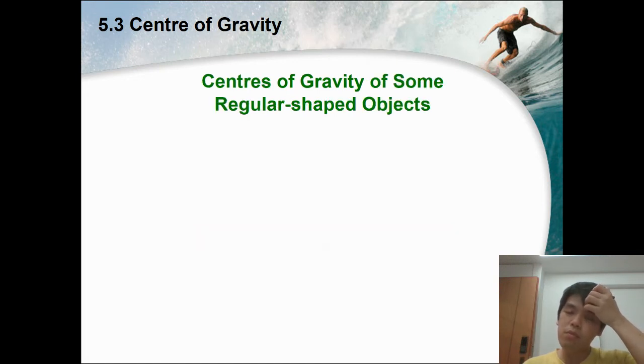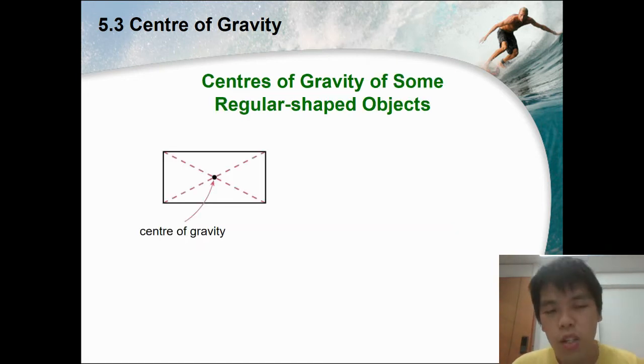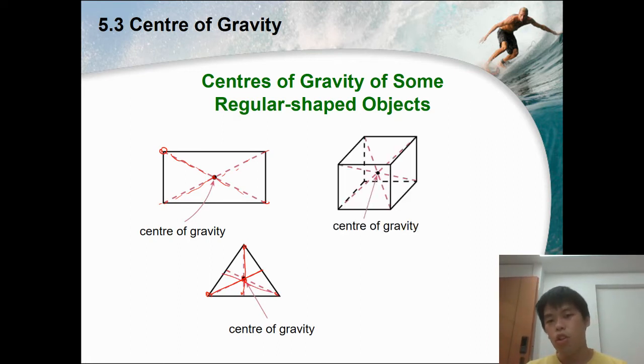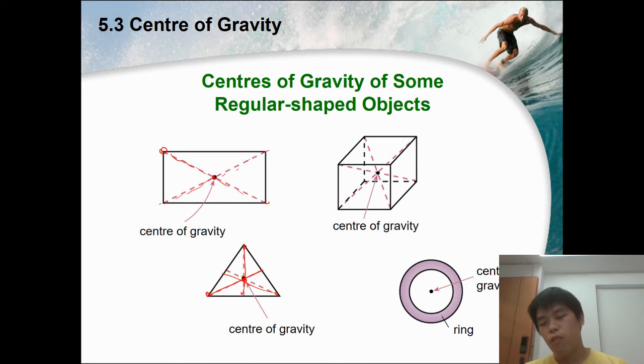So for regular objects, let's say a rectangle, you join from one corner to the other corner and draw the dotted line. Where the two dotted lines meet, that is the center of gravity. Same for your triangle, from the apex to the middle of the opposite side. Where the lines meet, this is the center of gravity. Same for a cube and for a ring.